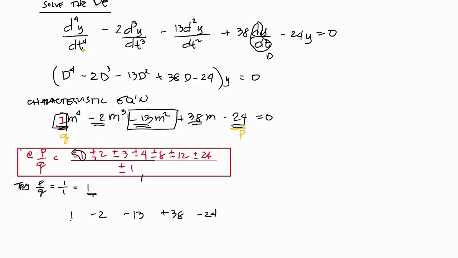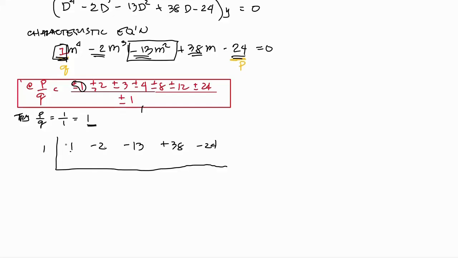So we will use 1. Let's do the synthetic division using 1. First, bring down the first number, 1. Then 1 multiplied by 1 is 1, and we add the remaining terms: negative 2 plus 1 is negative 1. Then negative 1 times 1 is negative 1. Add this term and we have negative 14. Then negative 14 times 1 is negative 14, and 38 plus negative 14 is positive 24. Then positive 24 multiplied by 1 is positive 24.